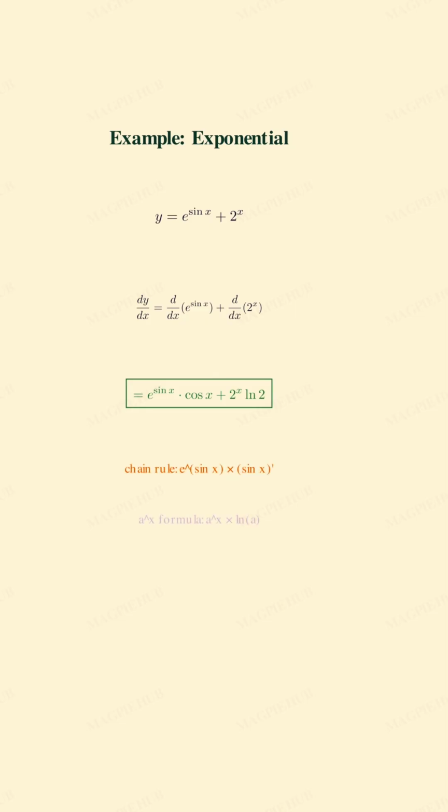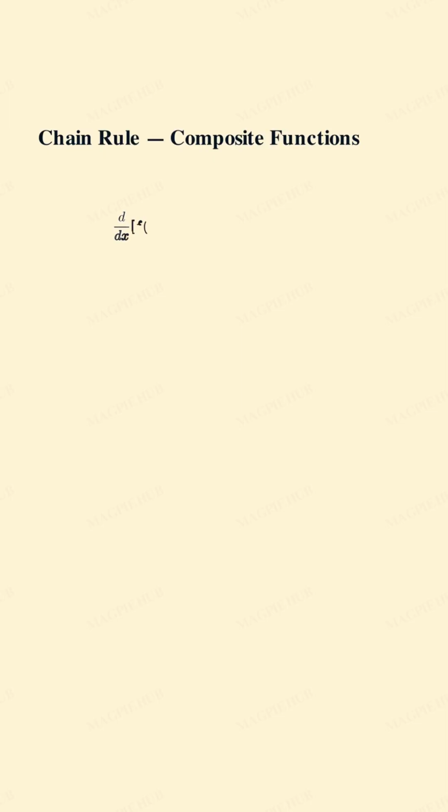Example. Differentiate y equals e to the sine x plus 2 to the x. For e to the sine x, apply chain rule: e to the sine x times the derivative of sine x, which is cosine x. For 2 to the x, use the a to the x formula: 2 to the x times natural log of 2. Final answer: e to the sine x times cosine x, plus 2 to the x times ln 2.